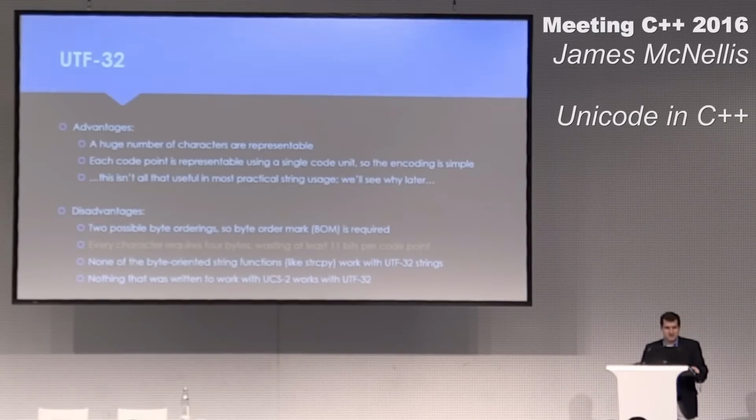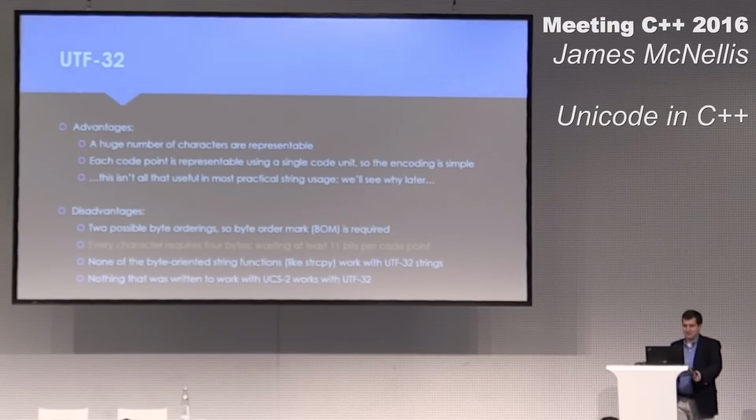So, advantages of UTF-32. A huge number of characters are representable. If we were actually to use the entire 32 bits to represent a character, you could represent 4 billion characters. And I think that might be enough. We can't quite store that many, and we'll see why in just a moment. Another advantage, though, is that each code point is still representable using a single code unit. So yes, we do have to iterate 4 bytes at a time, but each 4 bytes maps to a single character. It's not a variable length encoding. That isn't all that useful in practice, and we'll see why in the second part of this talk.